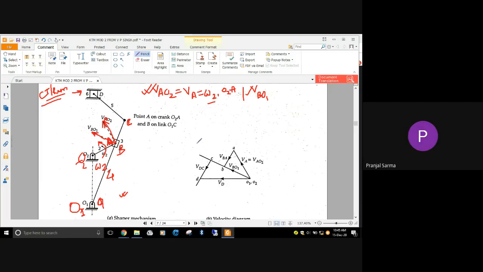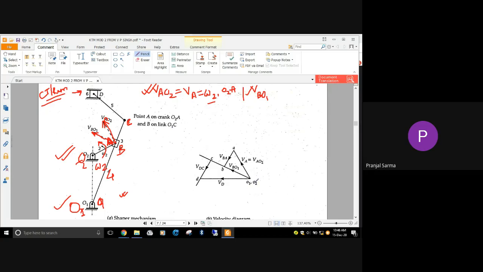Now we are ready with the preliminary observations, and we can start our velocity diagram drawing. For that, what is our first task? Which are the fixed points here? Basically O1 and O2, they are fixed points, right? So O1 and O2 can be treated as the same point, because if they are fixed points, the velocity of other points with respect to any fixed position will be the same. So we'll start from here.